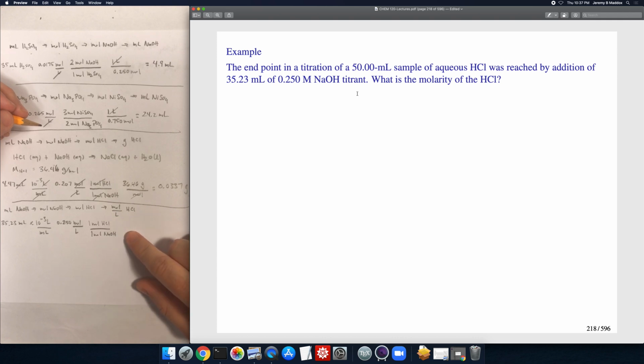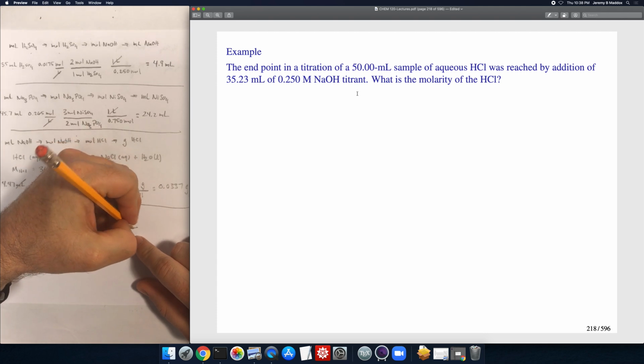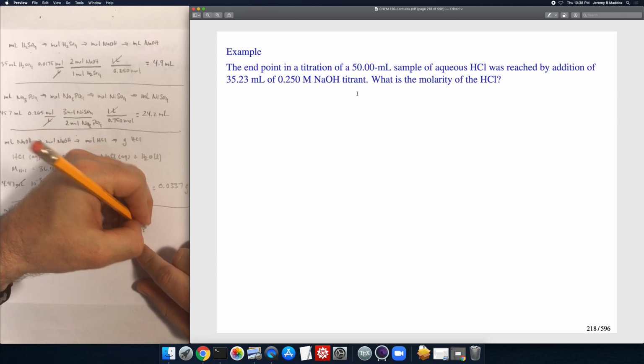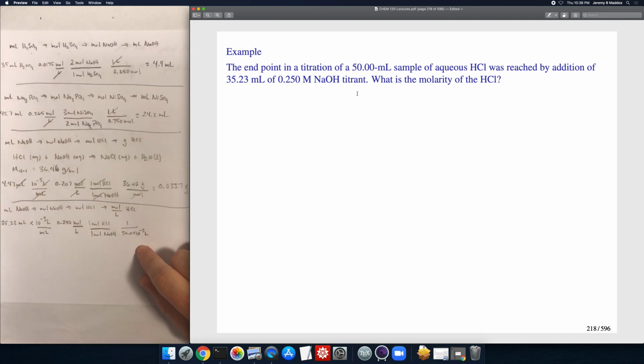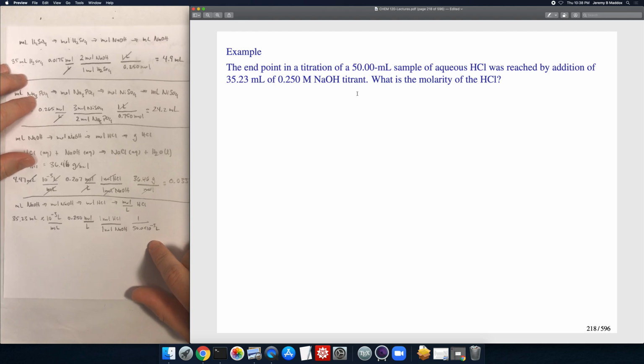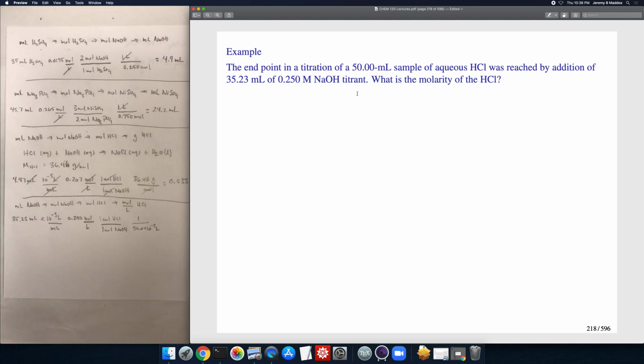And now to get the molarity, once we have the moles of HCl, what we want to do is divide by the volume of the HCl solution. So I'm going to divide by 50.0 times 10 to the minus 3 liters. So I've converted that 50 milliliters into liters. So I'll put the answer right here.